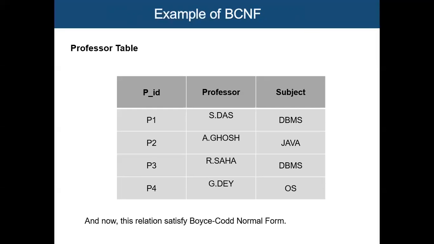Now, both relations satisfy the Boyce-Codd normal form because in both tables the left side of the functional dependency is a key field, so both satisfy the Boyce-Codd normal form.